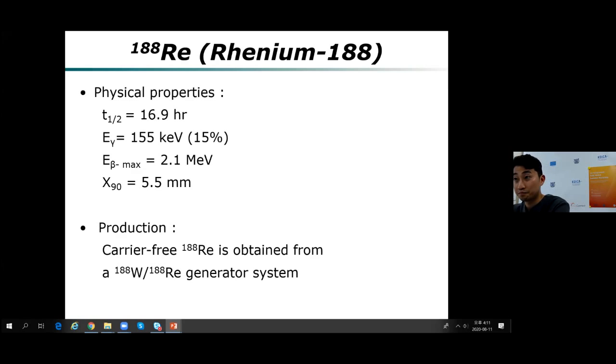And a more interesting thing is that it also emits some gamma rays, so it is possible to use it as an imaging and diagnostic agent as well as a therapeutic agent, using the same kind of chemistry as technetium. This kind of therapeutic radioisotope also comes from a generator system, and because it is easily accessible, we can use this radionuclide for our therapy.